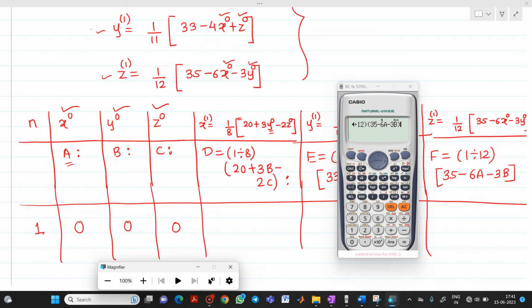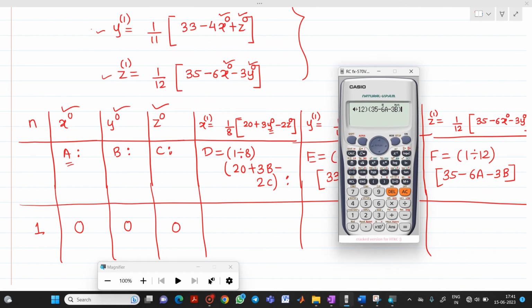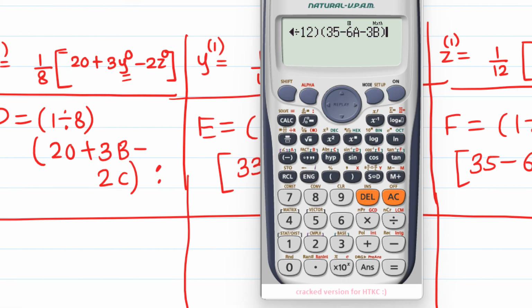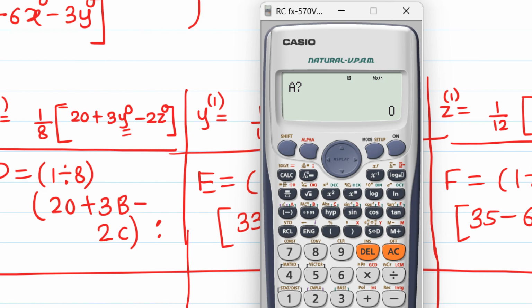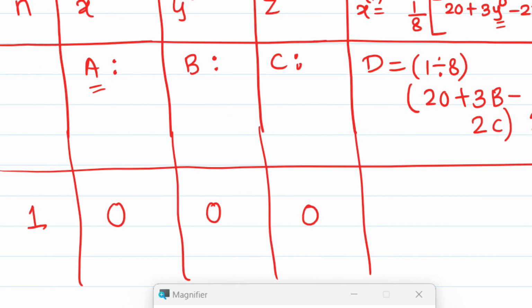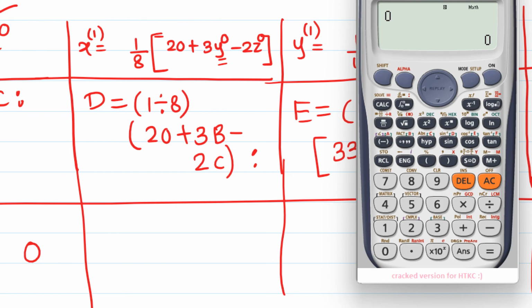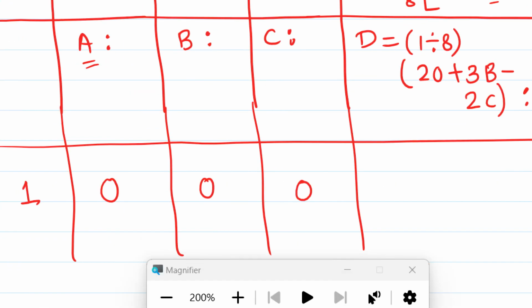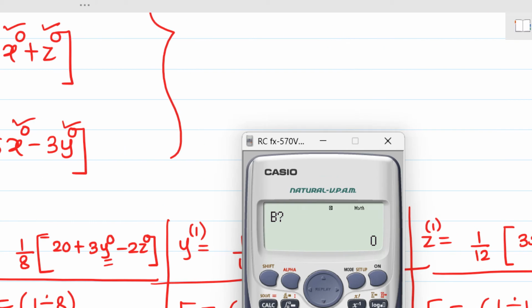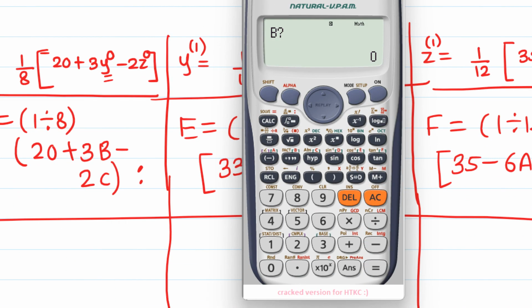Now what we will do, first we will press this CALC. So let me first again press this CALC. It will ask with a question mark, what is the value of A here? This is nothing but 0. So let me put it here, 0. Press this equal to. What is the value of B? It is also 0. C is also 0. So it will show you a value again. A 0, B 0, C 0.